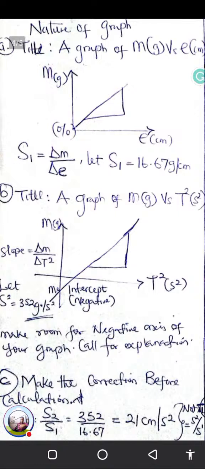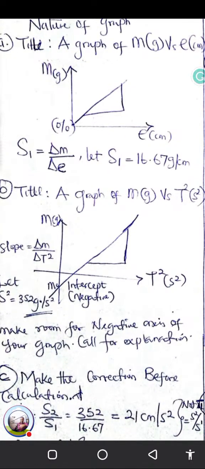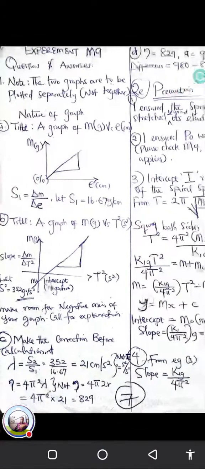So the slope is there: change in M against change in T square, don't forget. We then assume that our slope S2 is 352 grams per second square. The intercept, I said, must be negative. So make room for the negative axis of your graph. Call for explanation, that means for those who are not going through this video, they need to call for explanation.